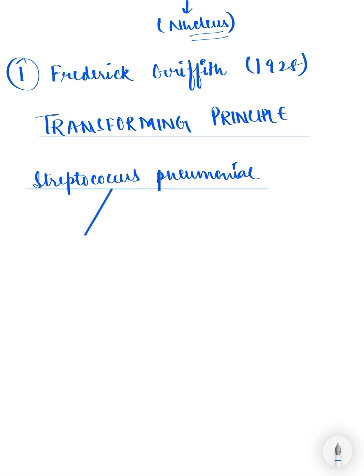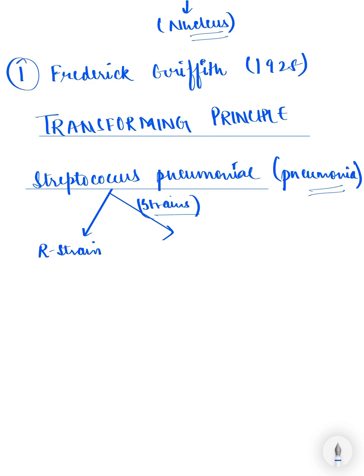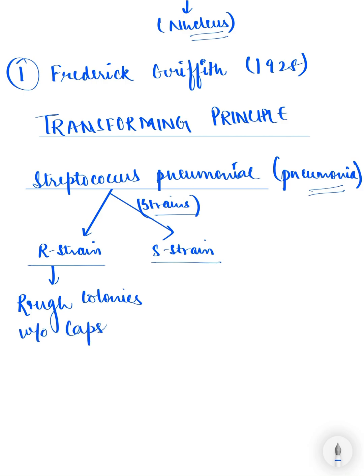and he told us that there are two strains of these bacteria. This is a bacteria which causes pneumonia in certain organisms. The first strain is called the R strain and the other strain is called the S strain. R strain bacteria were producing rough colonies in the culture plate, and these are without capsules. These are not enclosed by any capsule.